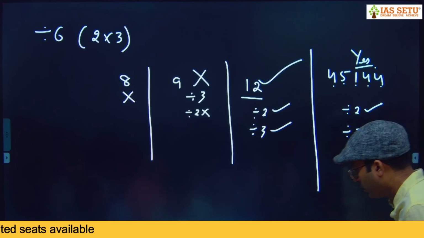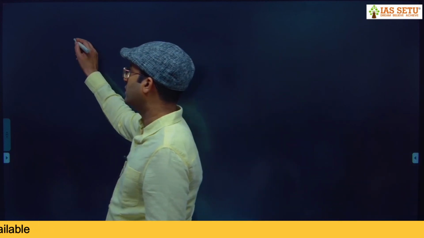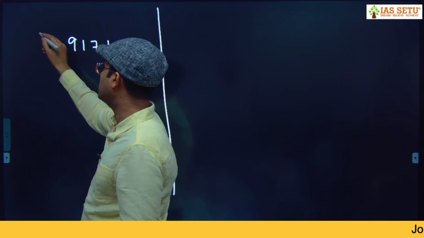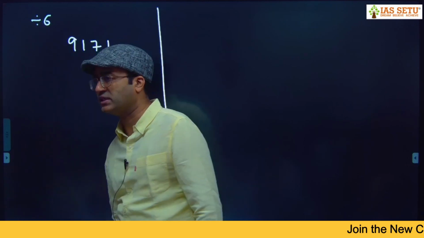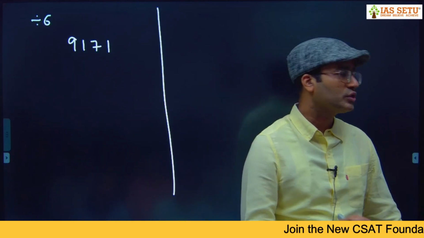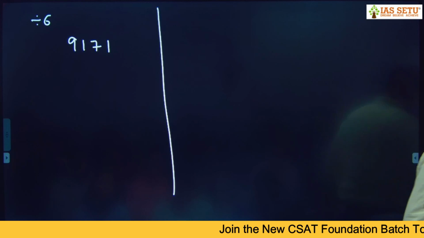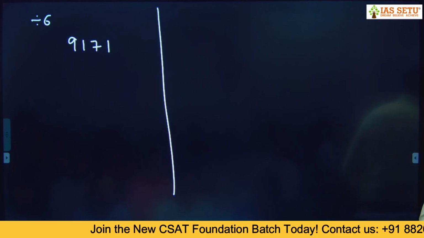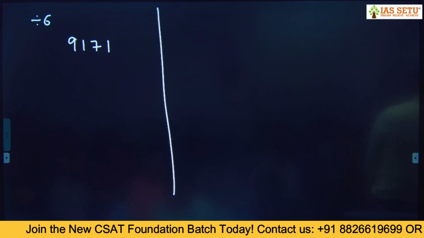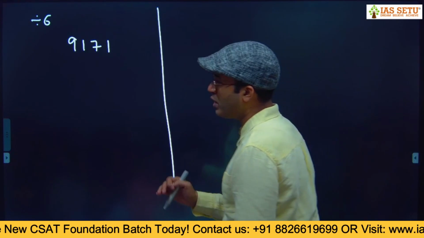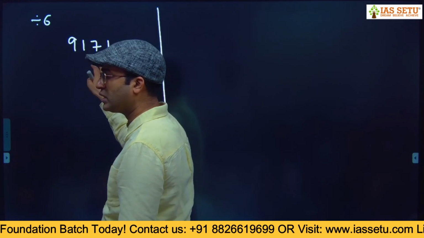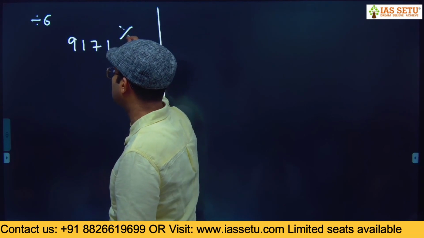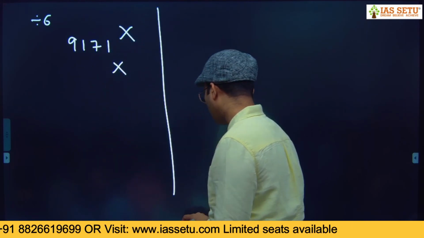Like if I ask you a number, 9171, and my question is, is this number divisible by 6, yes or no? No, because this number is not divisible by 2. If it is not divisible by 2, how can it be divisible by 6? Because it has to satisfy both. It has to be divisible by 2 as well as 3. ये 3 से तो हो रहा था. But first you check divisibility of 2. It is not divisible by 2. That's why it is not divisible by 6.